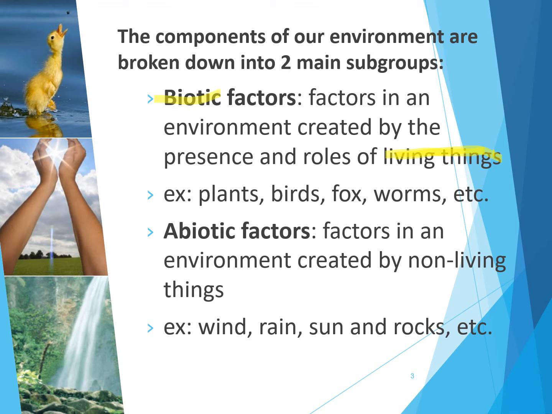And then we have abiotic factors, factors in an environment created by non-living things. So these are all the non-living factors within an ecosystem. So for example, wind, rain, sun, and rocks. So these factors, both living and non-living factors, interact, and a lot of these non-living factors do have major effects on the living things in an ecosystem.